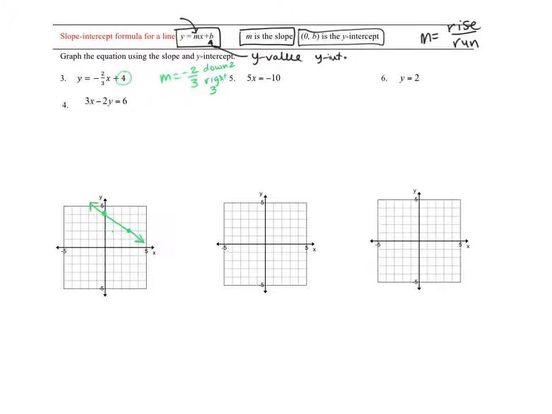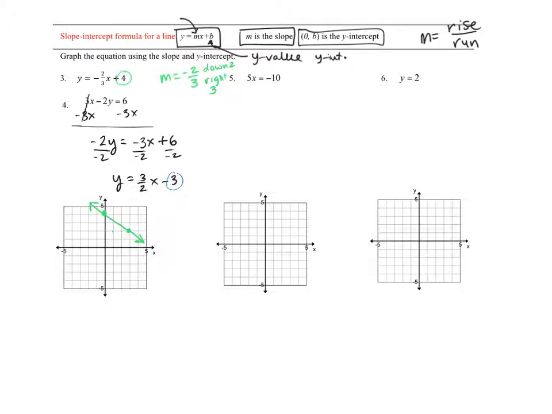Now I can do the same thing on number 4, but first I'm going to rewrite that in y equals mx plus b form. So I'm going to solve for y, and I would subtract 3x from both sides and get -2y is equal to -3x plus 6. And then I can divide everything by -2, and I get y is equal to 3/2 x minus 3. And now I can plot that.